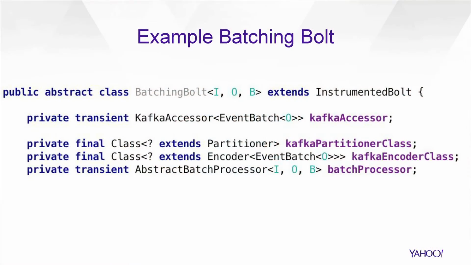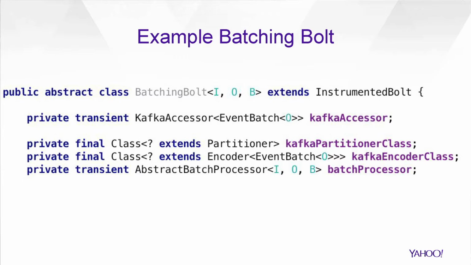Let's look at an example batching bolt that we have. It's a subset of the actual class. I just took some important aspects of it. It's an example batching bolt we would use in Storm. It's responsible for processing the incoming tuples and passing valid batches to the underlying batch processor.